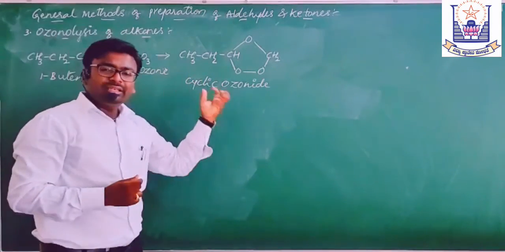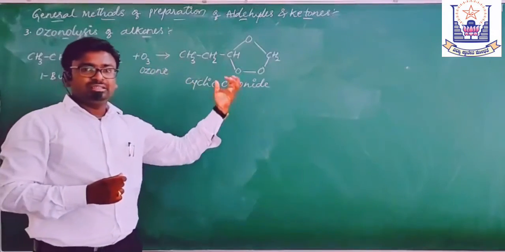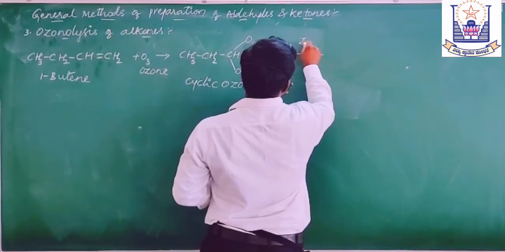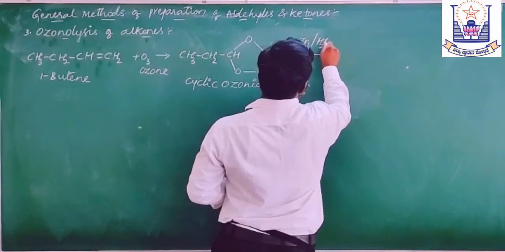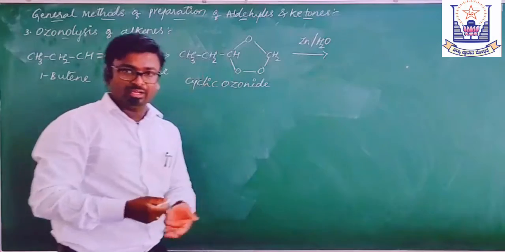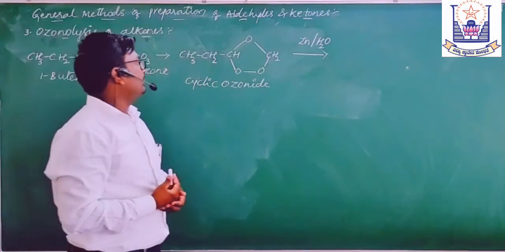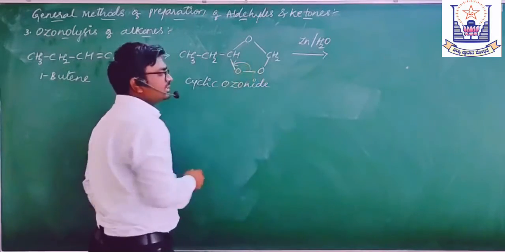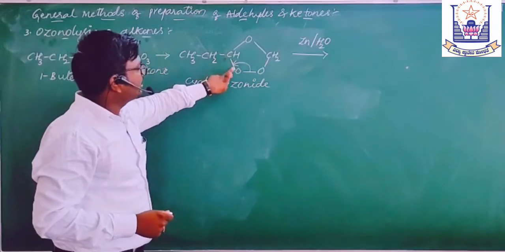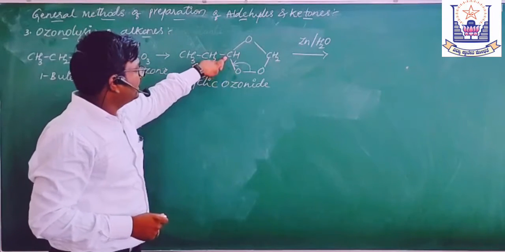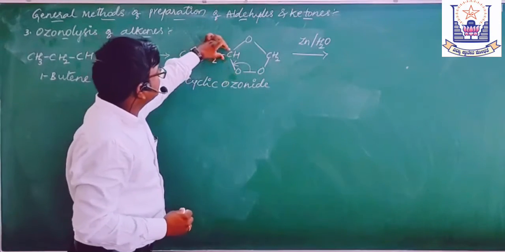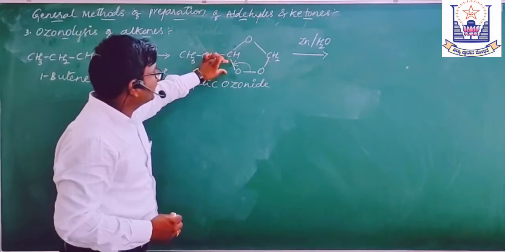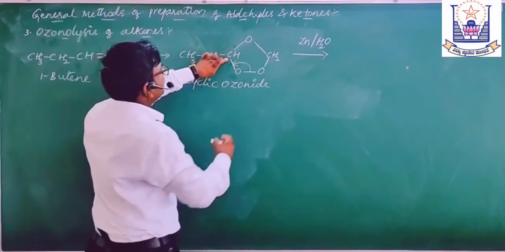Then when zinc dust is added to this, followed by addition of water, or followed by hydrolysis, what happens here? This bond will be taken this way. Here there is a C single bond O, no? Now it will become C double bond O. Now this carbon is having 4 bonds, and when it makes a bond, it becomes 5 bonds with this carbon. That is what it will do.